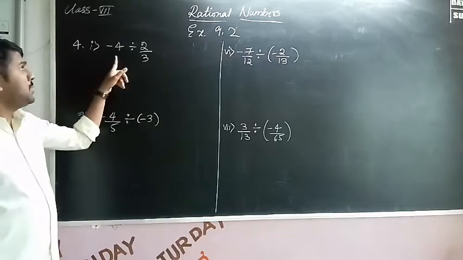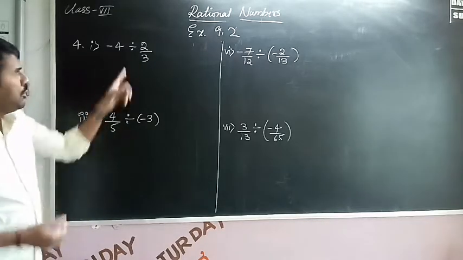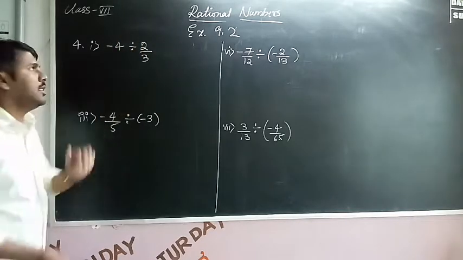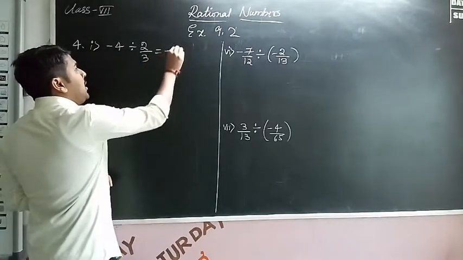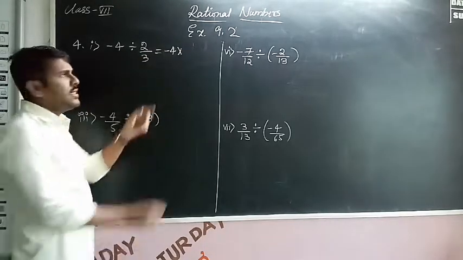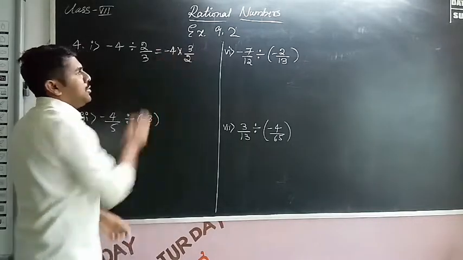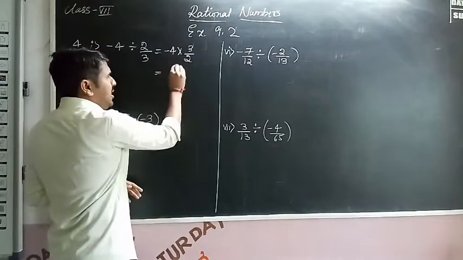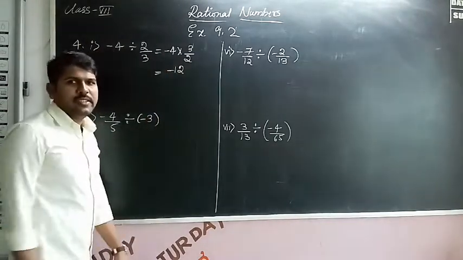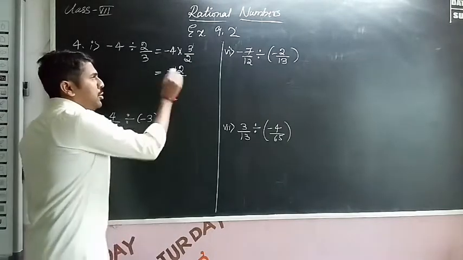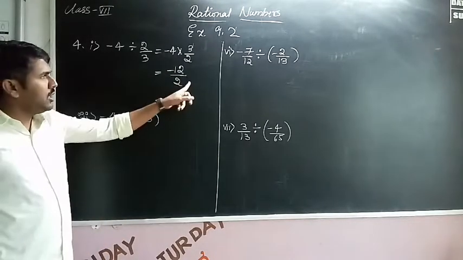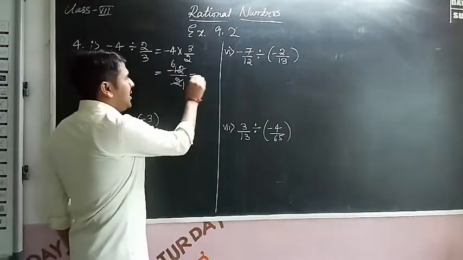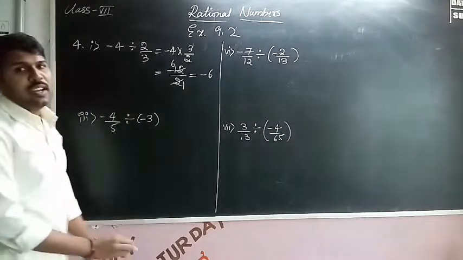So first, minus 4 divided by 2 by 3. So how to remove the division sign? You should take the reciprocal of the second rational number. Forget the first rational number. So minus 4 into the reciprocal of 2 by 3, which is 3 by 2. So now multiply numerator to numerator, denominator to denominator. 4 3s are 12. So here minus into plus is minus, divided by 2. Here cancellation is possible because both the numbers are even numbers. 2 1s are 2, 2 6s are 12. So what will be the final answer? Minus 6 is the final answer.